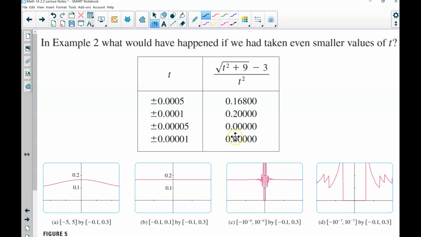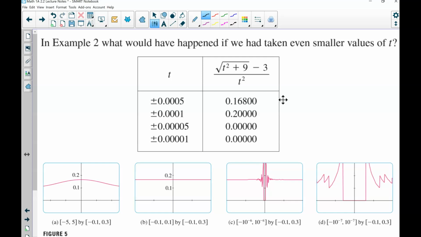Now, the problem is that the calculator gave false values, because the square root of t squared plus 9 is very close to 3 when t is small. So in fact, when t is sufficiently small, a calculator's value for the square root of t squared plus 9 is 3.000, to as many digits as a calculator is capable of carrying.